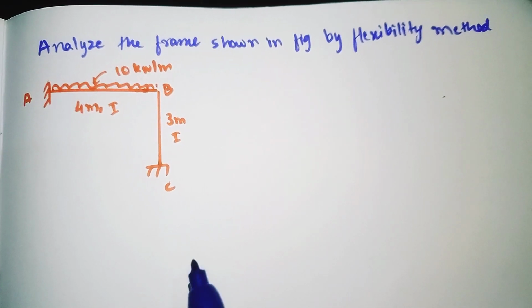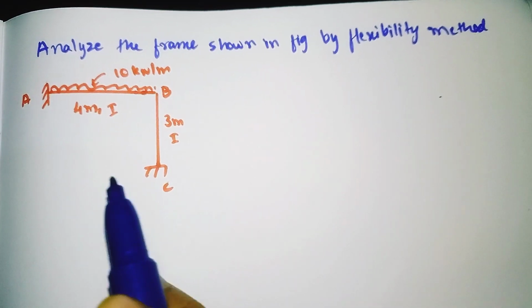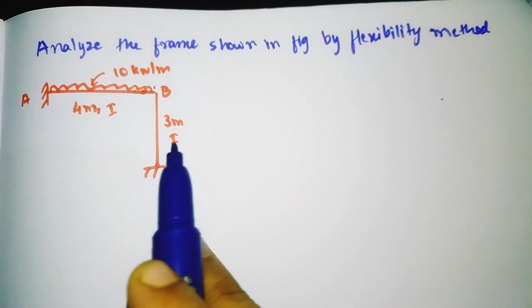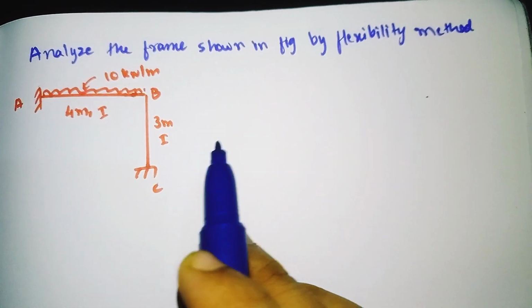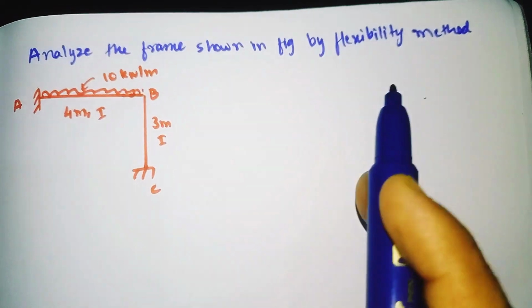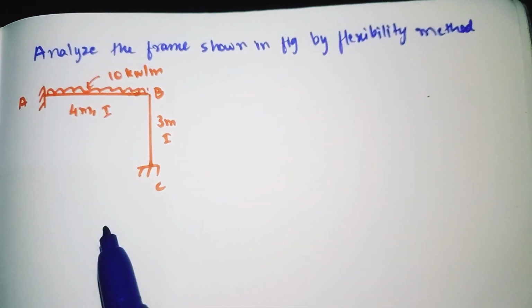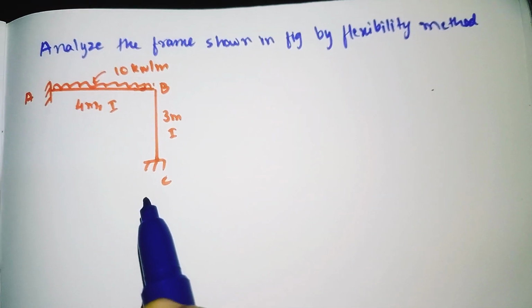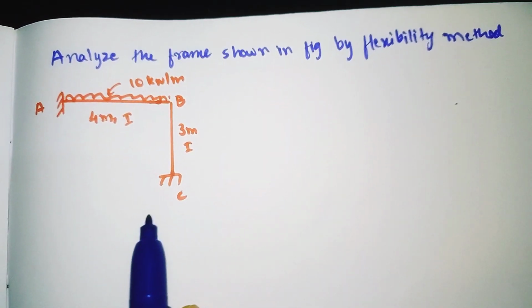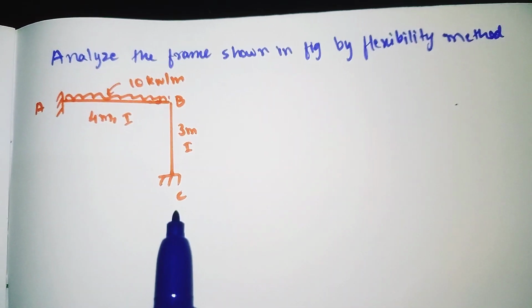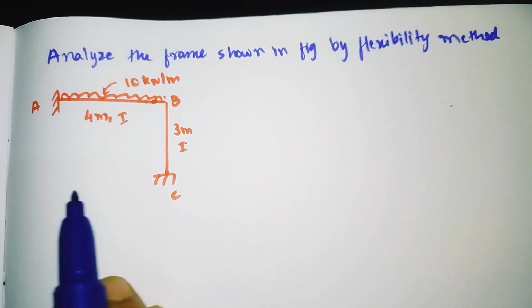So in today's video we will see a problem of an unsymmetrical frame. It is the L-shaped frame. The given problem is: analyze the frame shown in the figure by the flexibility method, also called the force method or compatibility method. This is our given frame. It is an unsymmetrical frame, and both the ends are fixed here.